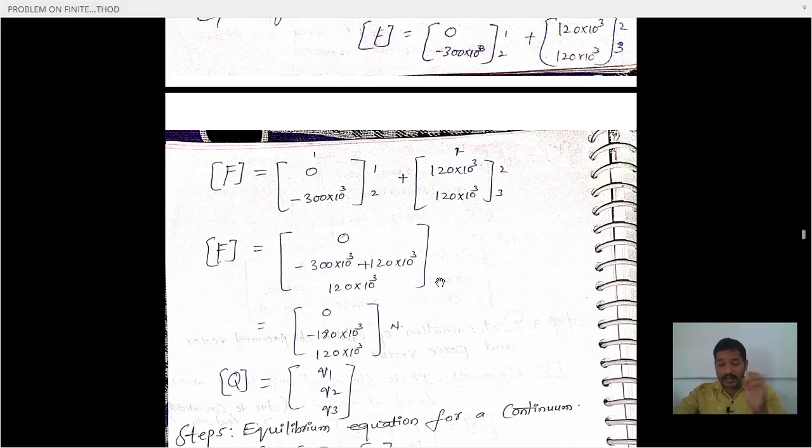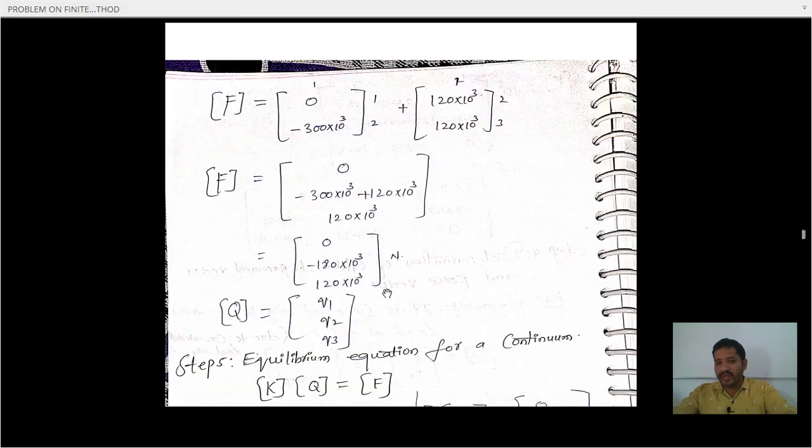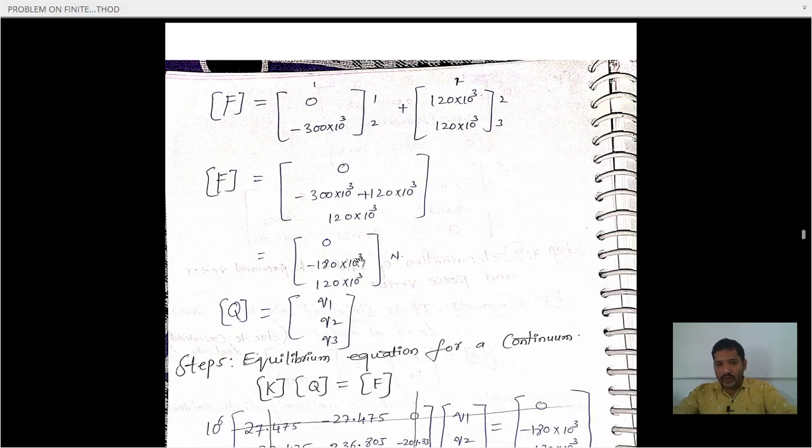Here please represent, because I am not present here, please represent in your notes. This is the third node. Third node to the first node, the value should be how much? 120 into 10 power 3. So if you add in this value, then you will get minus 180 into 10 power 3.